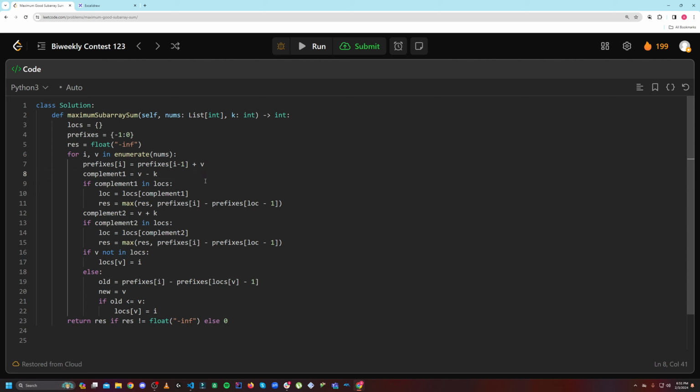And the other value is v plus k. So once again, if our value is 5 and our k is 2, this will give us 7, because 7 minus 5 is 2. So essentially, you're getting both the plus and minus k this way.